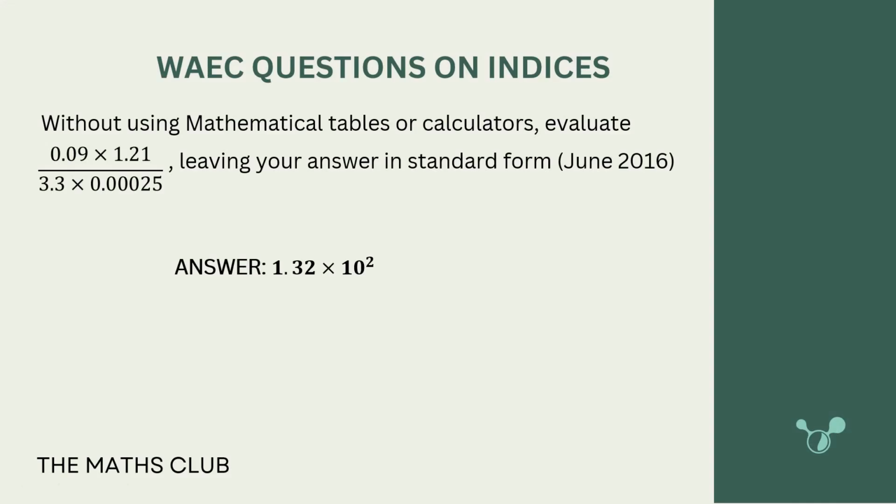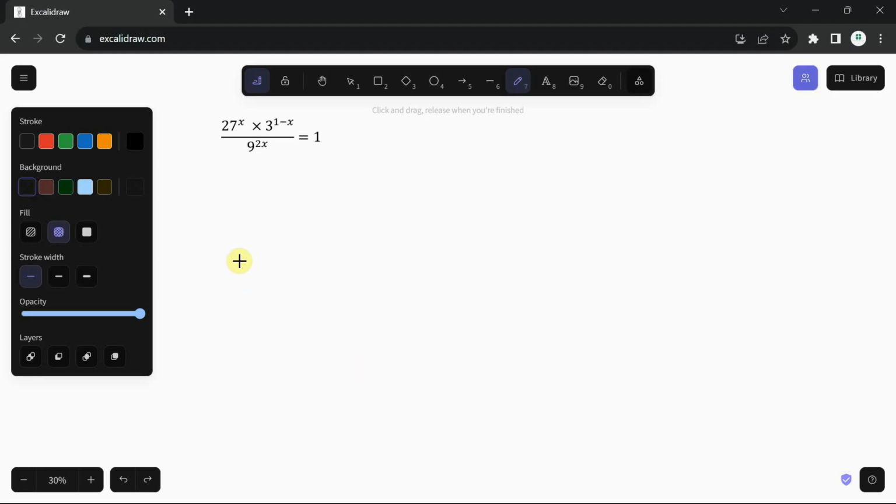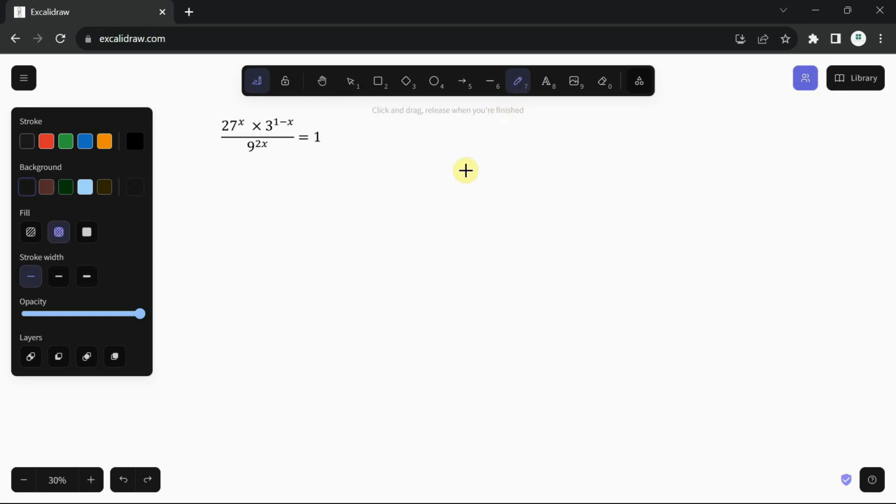Right. The next question says that if 27 raised to the power of x times 3 raised to the power of 1 minus x over 9 raised to the power of 2x is equal to 1, find the value of x. So to solve this question, we're going to express all of them in powers of 3. So 27, what is 27? 27 is 3 raised to the power of 3, and 9 is 3 raised to the power of what?